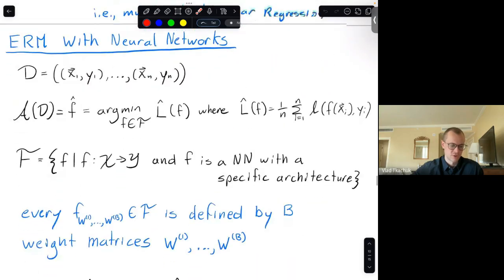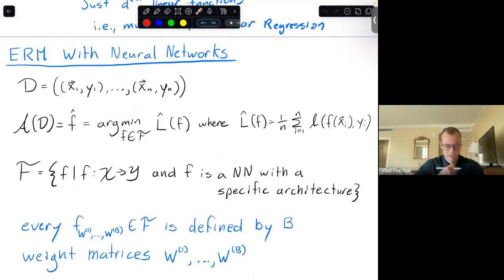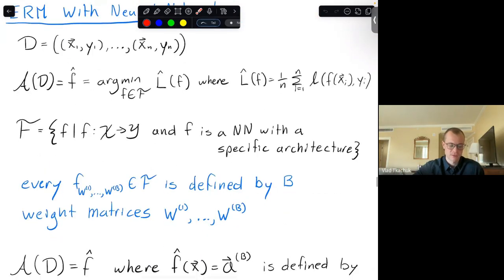Okay. And so when we get to this ERM learner, the function class we have is the set of neural networks with some specific architecture you choose beforehand. So you pick your architecture, which once again just means you pick the number of layers, the number of neurons per layer, and the activation function. And then all that's left is to define these weights. So each function in the function class can now be described by just a set of weights, which is just a bunch of real numbers.